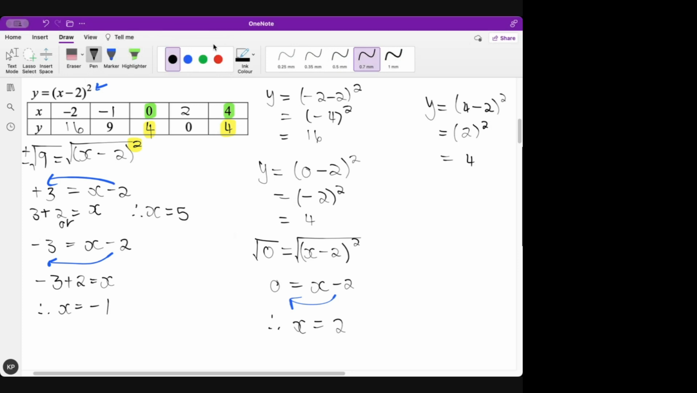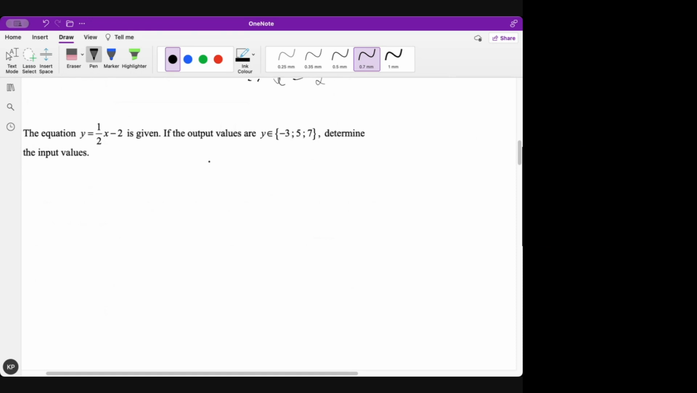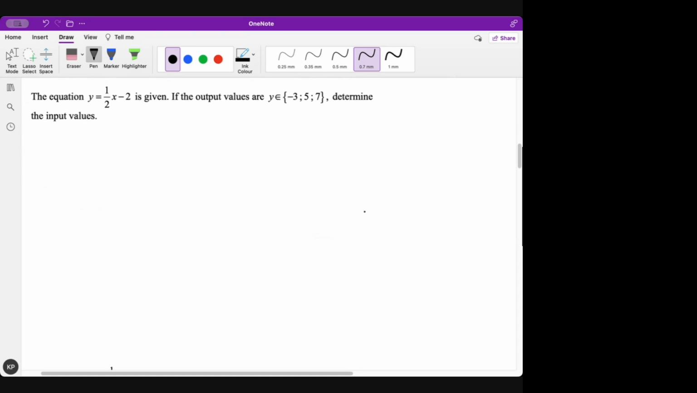Wonderful. Okay, let's get going. I have a lot of questions for you guys because I know you guys know this. Now they say the equation y is equal to a half x minus 2 is given. If the output values are negative 3, 5, and 7, determine the input values.